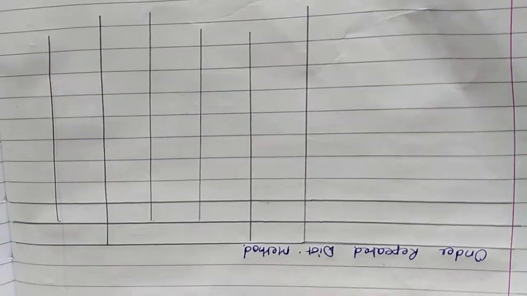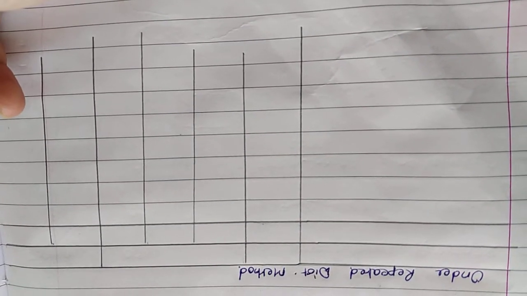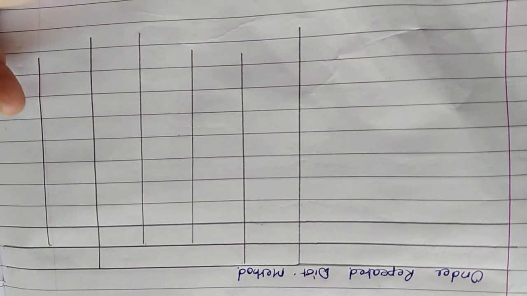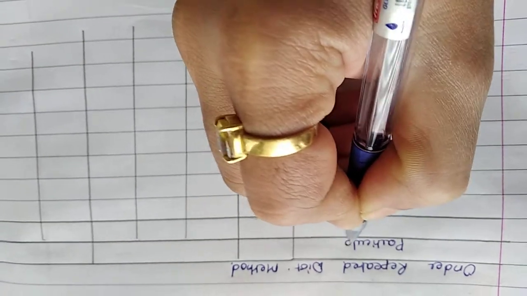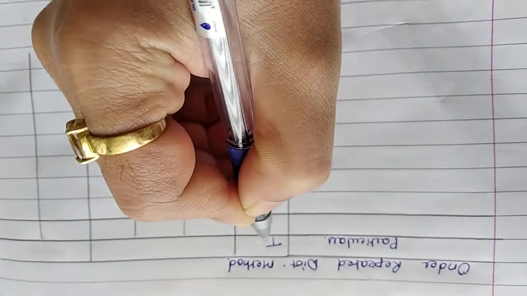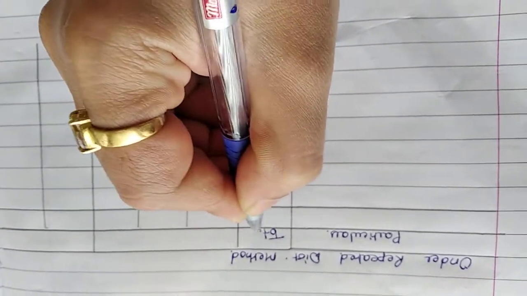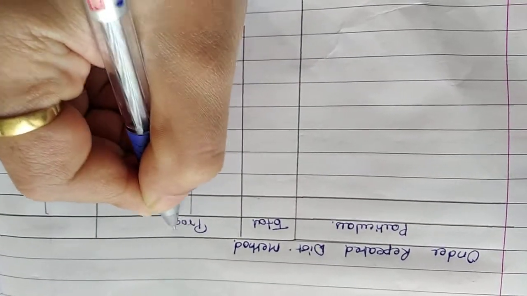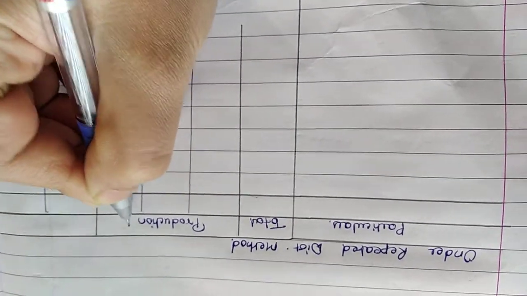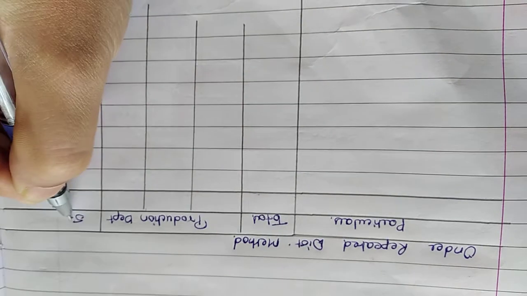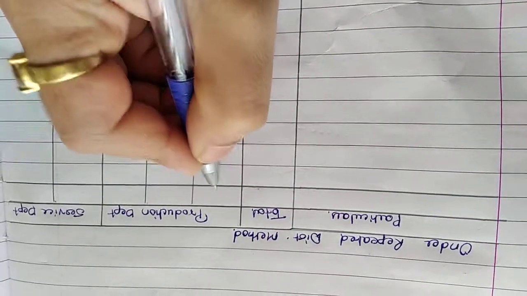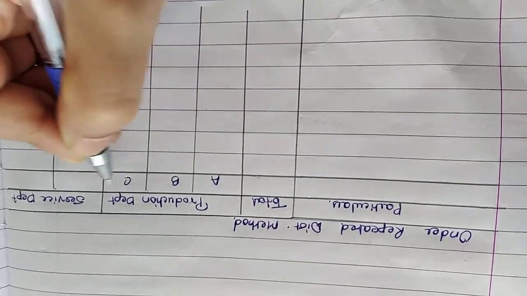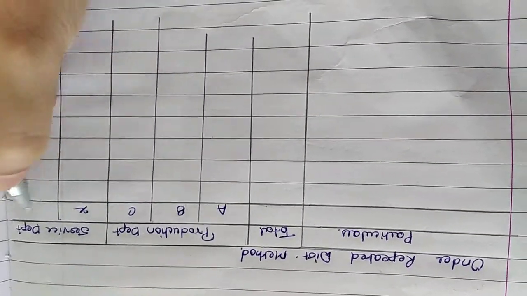I have drawn this table for the secondary distribution under the repeated distribution method, and I'll write here particulars. I'll give this column for total. Then I have the production departments and my service departments. My production departments are A, B and C, and my 2 service departments are X and Y.